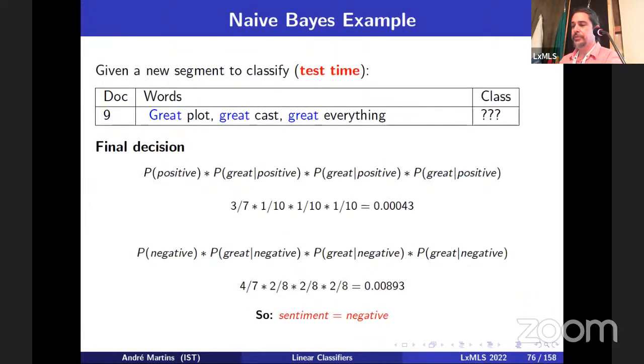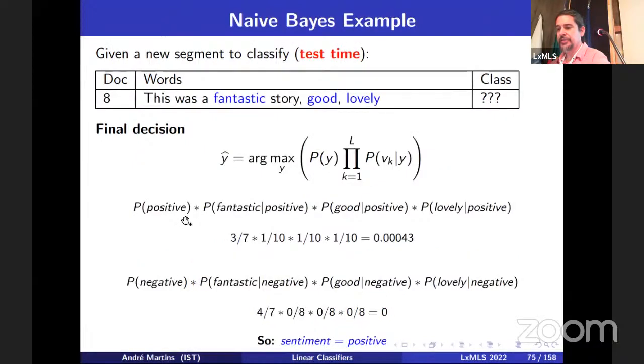Here's another example. So here we have great plot, great cast, great everything. And by using the same strategy, the probability of positive is 3 divided by 7. Probability of great given positive is 1 divided by 10. Well, and so on. So now we have 3 occurrences of great. So we need to multiply these values 3 times. If you do the same thing with negative, it turns out that the word great occurs twice in negative examples.